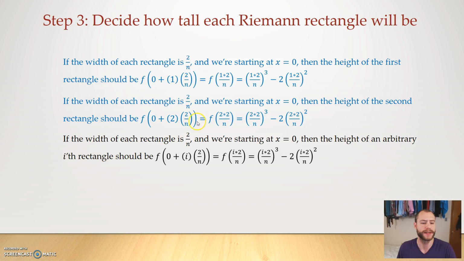Okay, cool. So now I'm getting an idea of an arbitrary ith rectangle in the Riemann sums, and that's important. That's what you want to know. You want to know the ith, where i is some number between 1 and n. You want to be able to know what's the height of that rectangle.